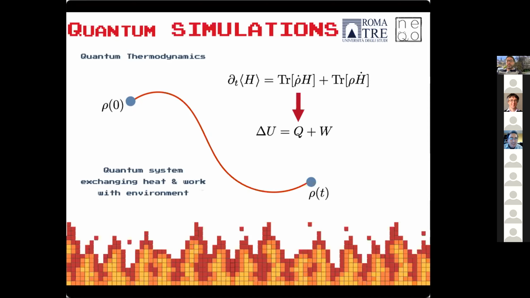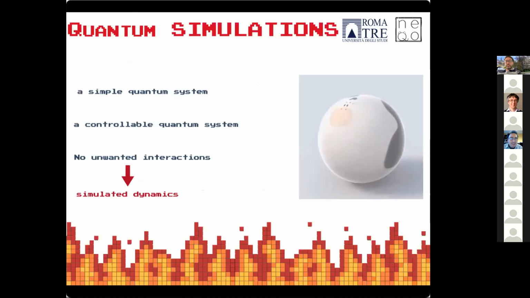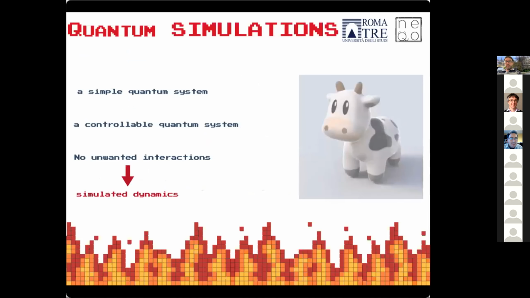However, if we are interested in seeing one particular process of exchange of heat or work, and we want to isolate that particular process, this can be really hard, because if our system is interacting with the environment, it can be interacting in many ways. So we want to be able to isolate that particular contribution. We need to simplify our problem and find our spherical cow approximation of the problem.